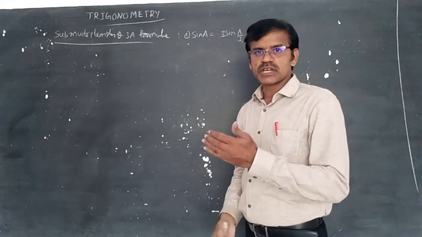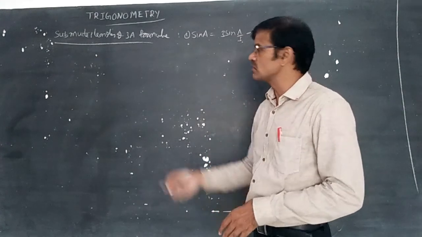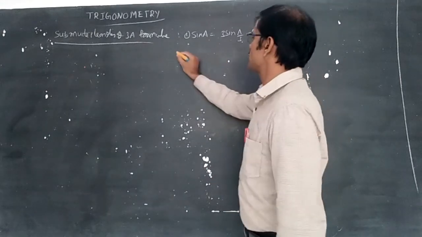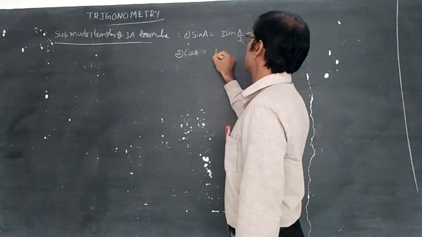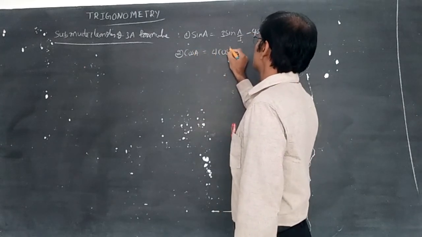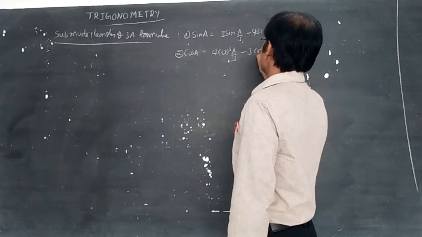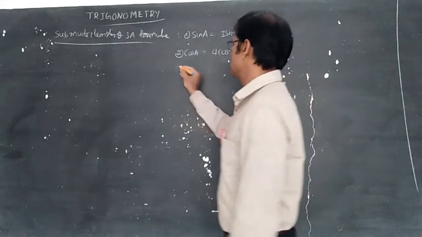Sin 2A formula is 2 sin A cos A. In the similar way, sin A is equal to 2 sin A by 2 cos A by 2. The same concept, you can write 3 sin A by 3 minus 4 sin cube A by 3. Second one, cos A. Cos 3A formula is 4 cos cube A minus 3 cos A. So you can write like this: 4 cos cube A by 3 minus 3 cos A.